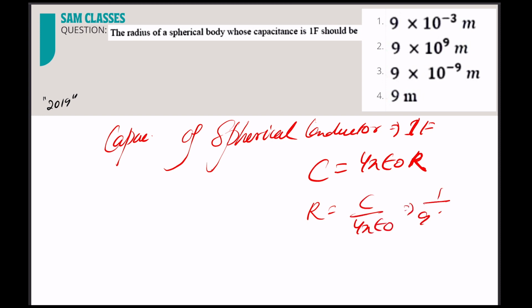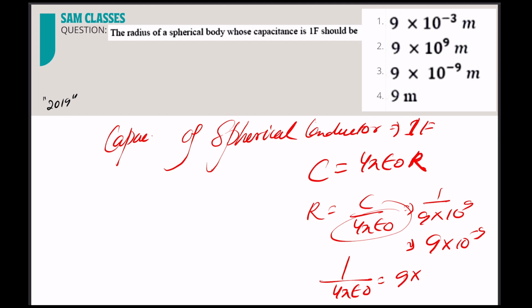C is 1, and 1 by 4 pi epsilon naught is how much? 1 by 4 pi epsilon naught value is 9 into 10 power 9, correct. So C is 1, and we get this as the answer. Okay, so the answer is 9 into 10 power 9 meter. Clear? Now let's see the next question.